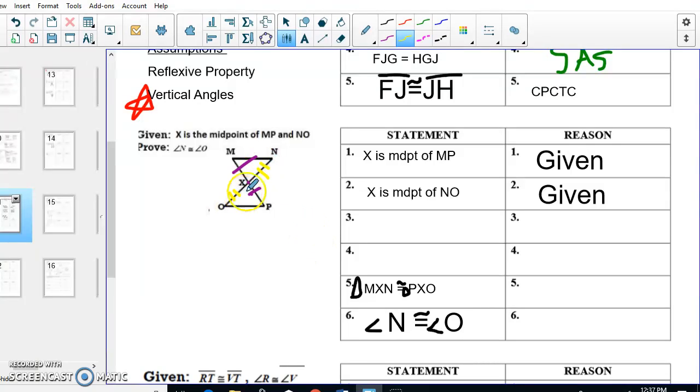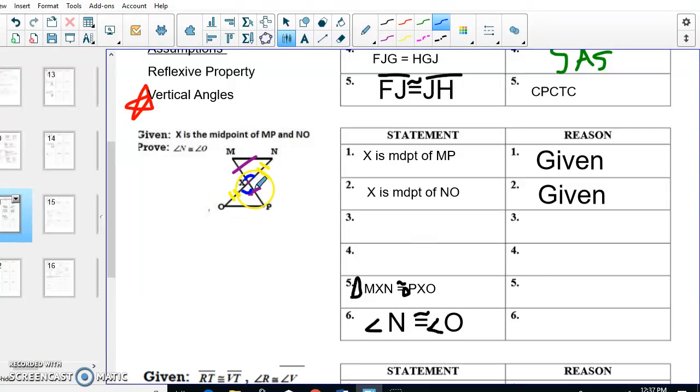All right, I only have 2 things in this triangle down here and then 2 things in this triangle up here, so I'm going to have to label something else. What's it going to be? Vertical angles. People, this is what vertical angles look like. Upside down V. Bam. All right, so I have now 3 things.